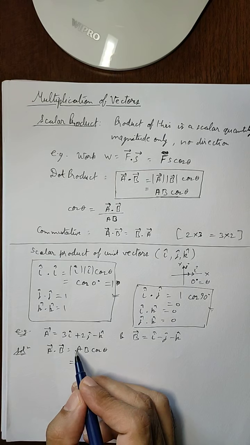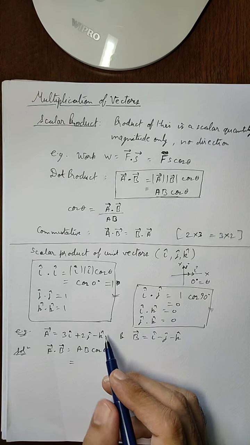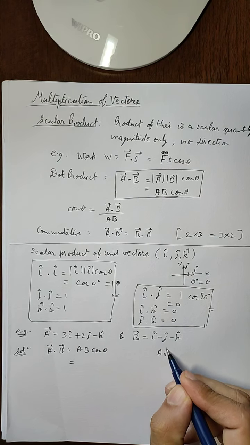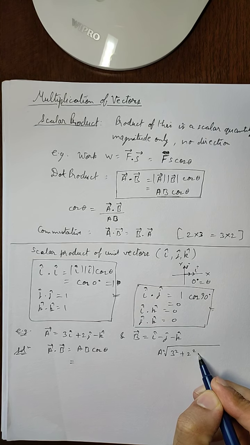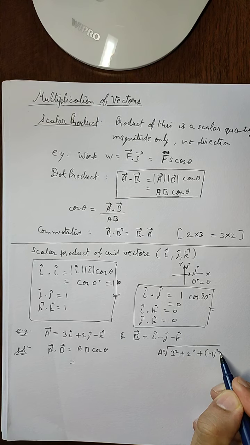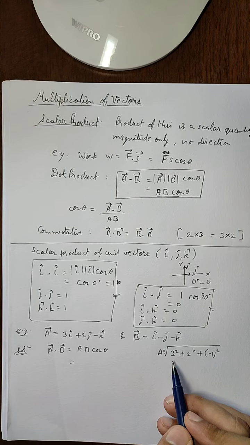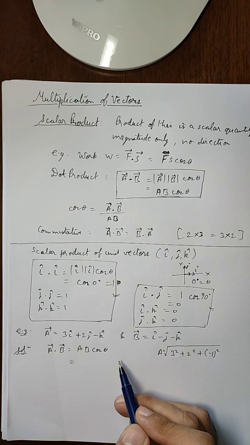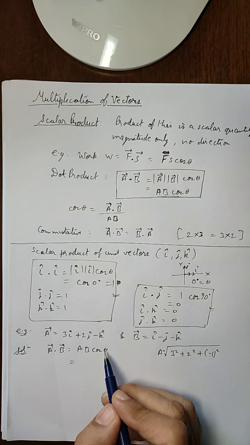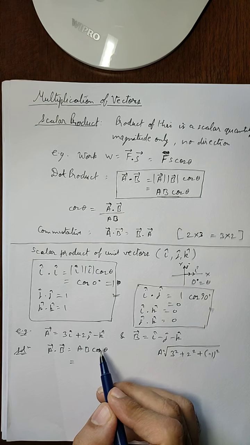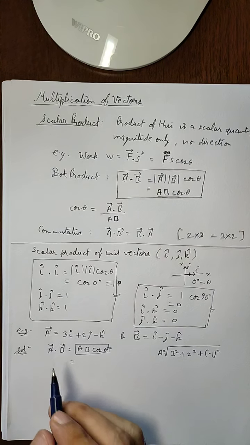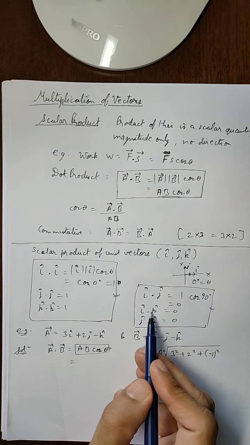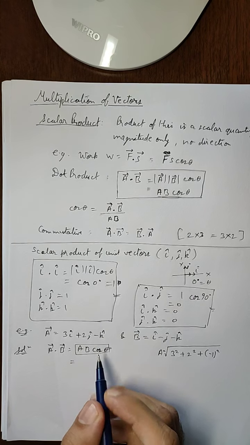Or we can use this, where we find the magnitude of A. Magnitude of A will be equal to the square root of 3 square plus 2 square plus minus 1 square, and similarly we can find the magnitude of B, and then we can apply this formula. But here there is no theta given to us, so we cannot apply this particular form of dot product. We can simply use these two sets and find the products.